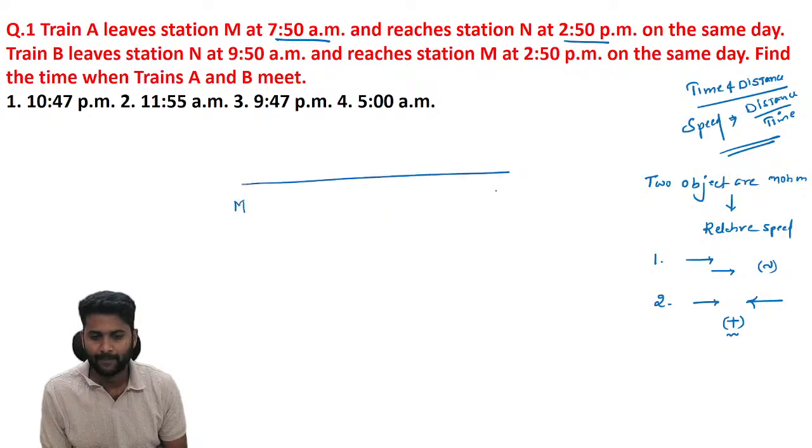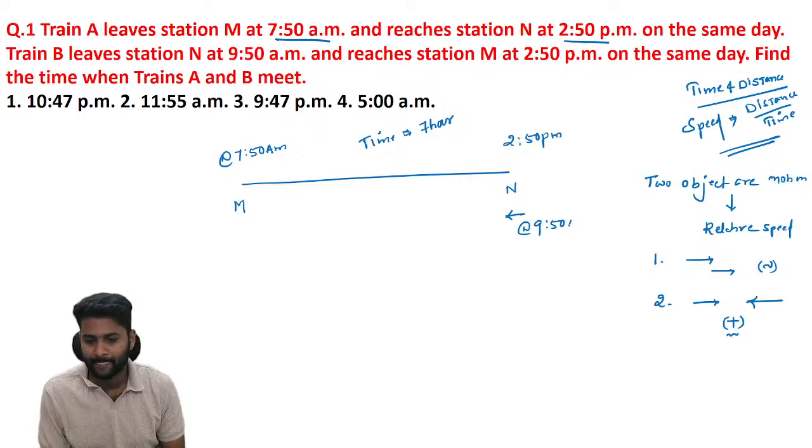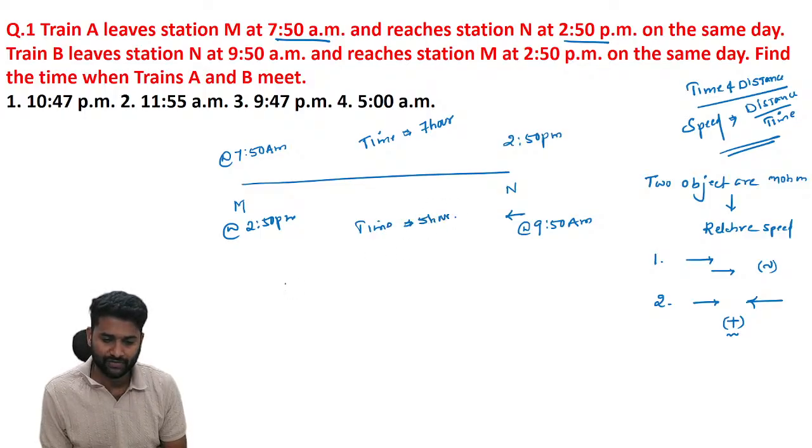So stations M and N. A train starts from point M at 7:50 a.m. and reaches at 2:50 p.m. So from 7:50 to 2:50 p.m. is the total journey, and the time taken is exactly 7 hours. Another train starts from N, moving towards M, at 9:50 a.m. and reaches at 2:50 p.m. So here the journey from N to M is equal to 5 hours. Now the question: we have to identify the time.